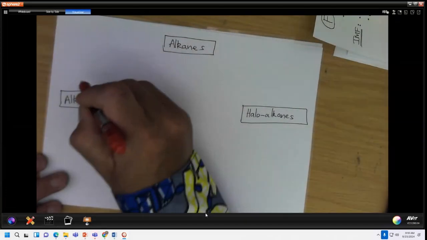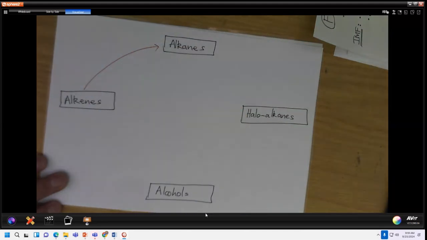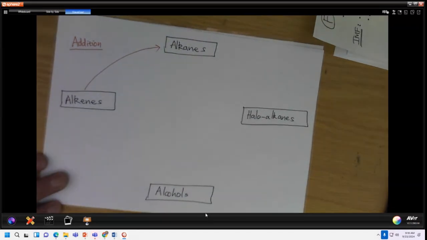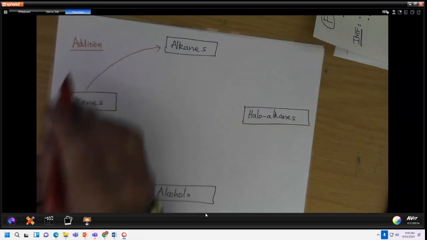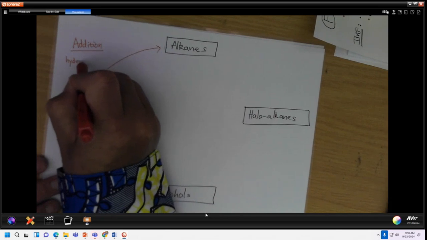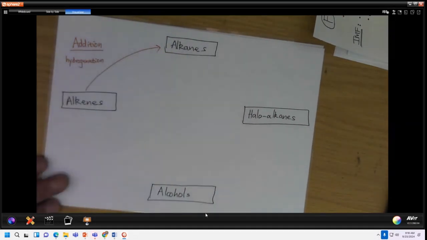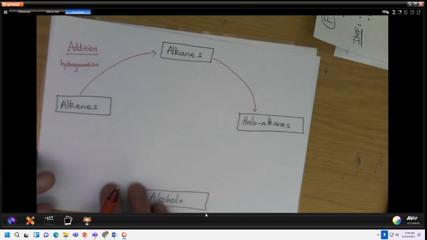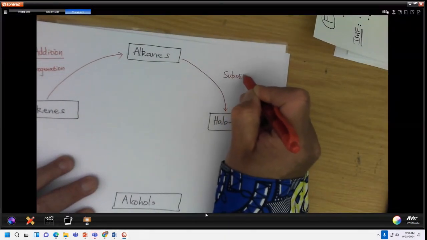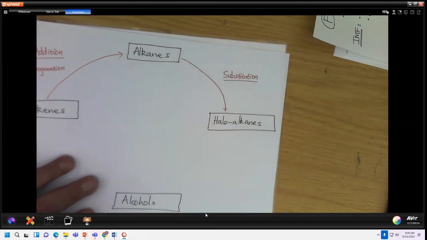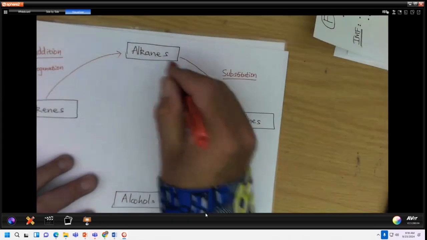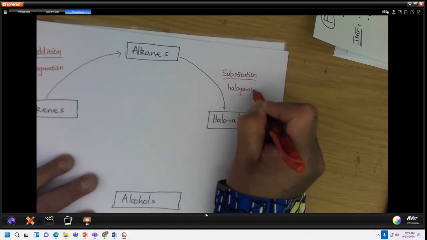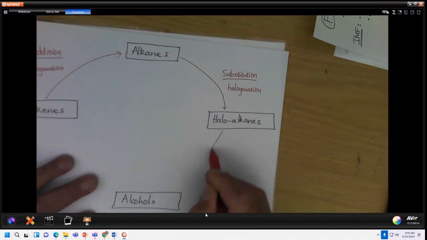Now, watch carefully, grade 12s. When an alkene becomes an alkane, that is an addition reaction. You must know that. And the type of addition reaction is known as hydrogenation. When an alkane becomes a haloalkane, that is a substitution reaction. And of course, that type of substitution reaction is called halogenation.